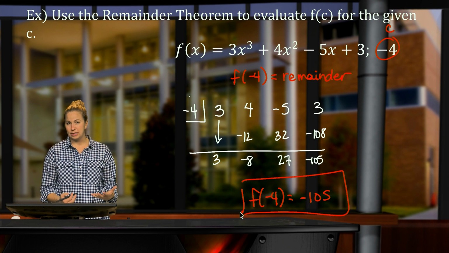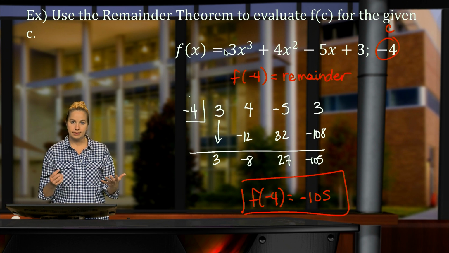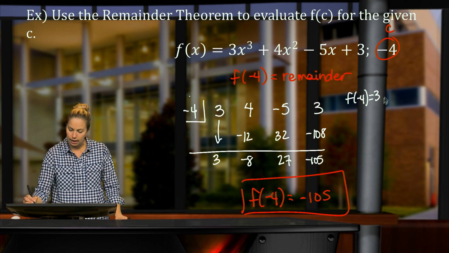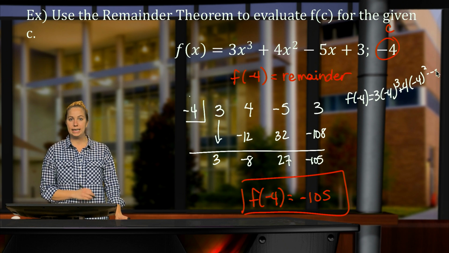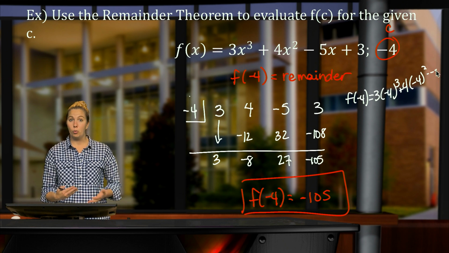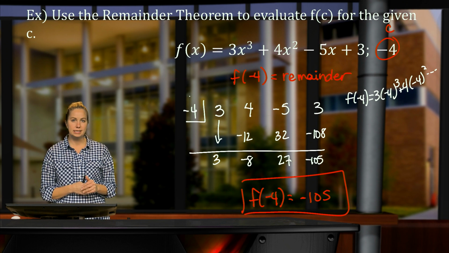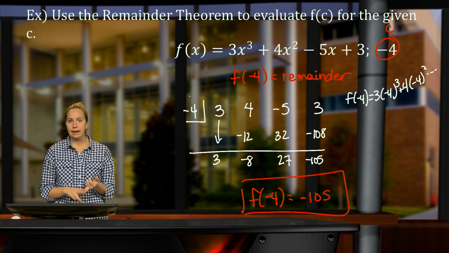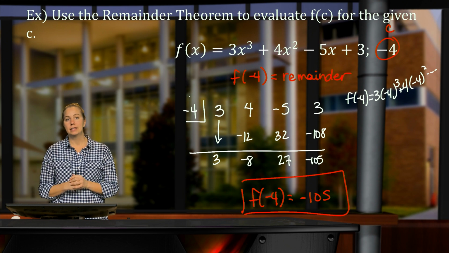Now, many of us might be looking at this and thinking, why not just plug negative 4 in for x? So I've got f of negative 4 equals 3 times negative 4 cubed plus 4 times negative 4 squared. I'm already bored with writing that down. You can do it that way, it will work, but this synthetic division, although it seems like it takes up more space, is actually much easier. All we're doing is multiplying and adding. That's it.